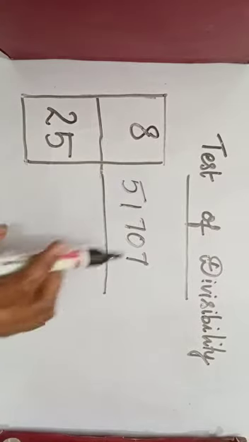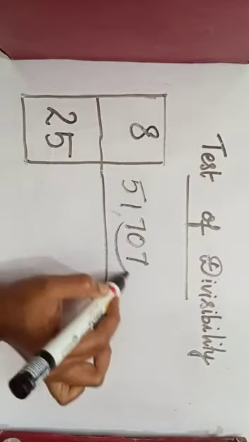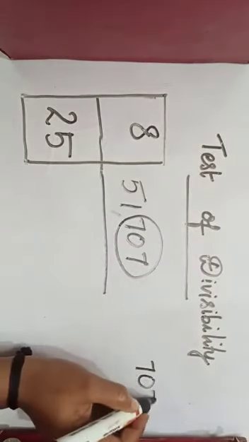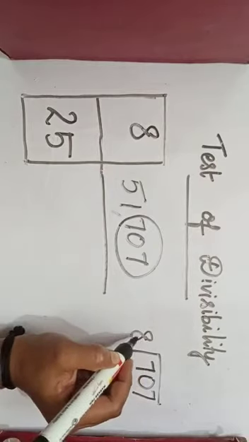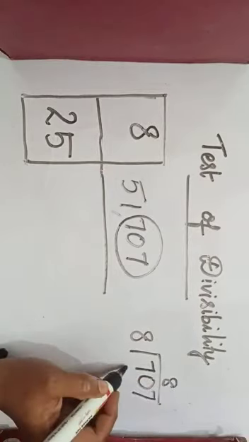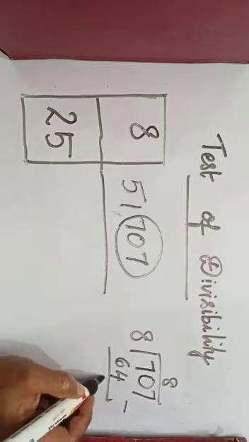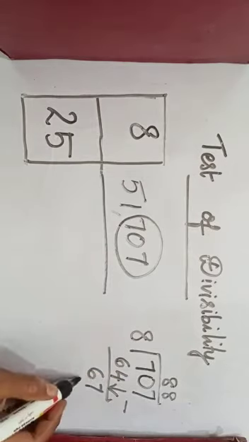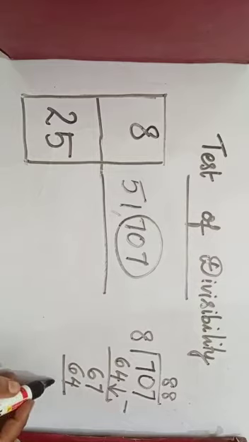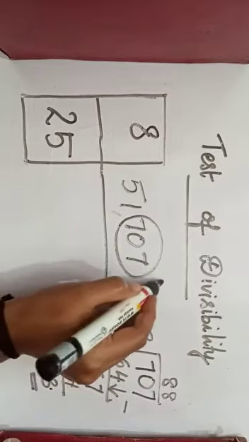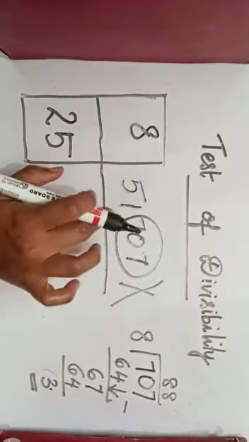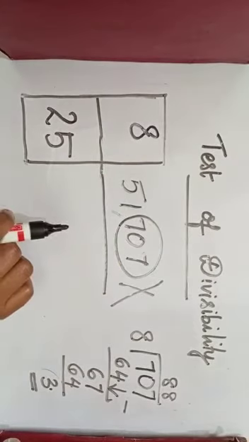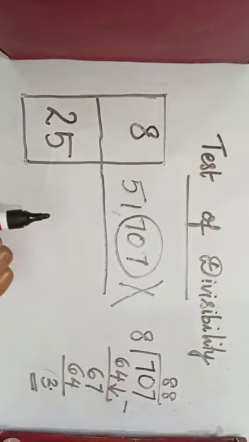Now we can check whether the number 51,707 is divisible by 8 or not. For that we need to check the last 3 digits. We can check 707 by 8. 8 into 8 is 64. If we subtract, we get 6 here and we can put the 7 down. 8 8s are 64. Here we get the remainder 3. We are getting a remainder here, so we can say that this number is not divisible by 8. 51,707 is not divisible by 8 because the number 707 is not divisible by 8.